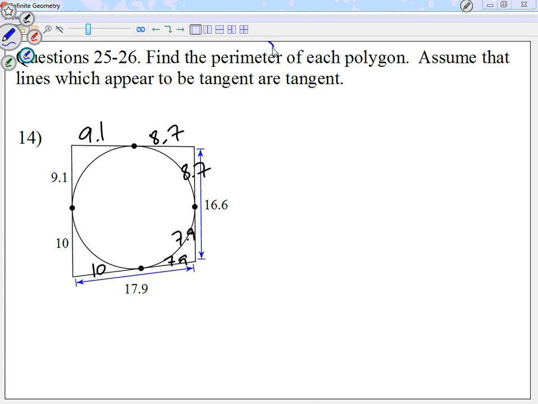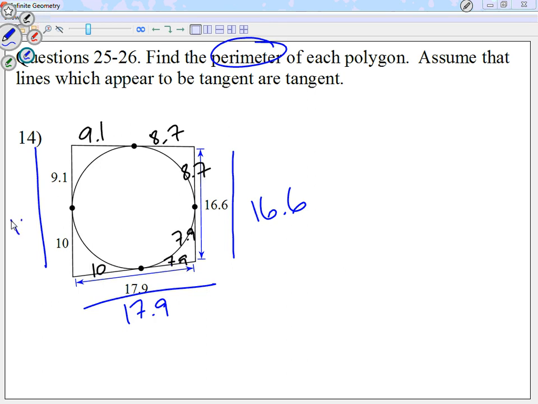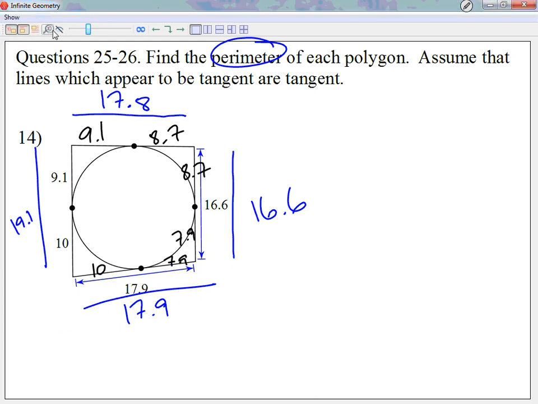Now, on the perimeter, because this is the perimeter of the polygon, I notice here at the side, the whole thing is 16.6. It was given to us to begin with. Here at the bottom, the whole thing is 17.9. Here on the left, the whole thing is 19.1. Those I got by adding the two small segments. Looking at the top, the whole thing is going to be 17.8. I'm going to add those two little segments. So for the perimeter, add the four sides, add them all up, and you should get 71.4.